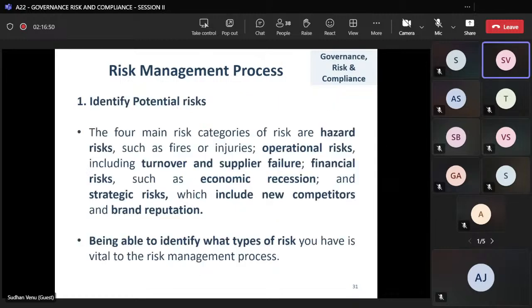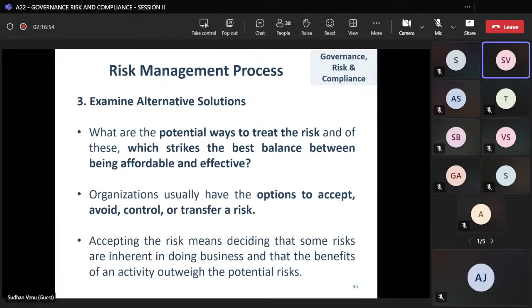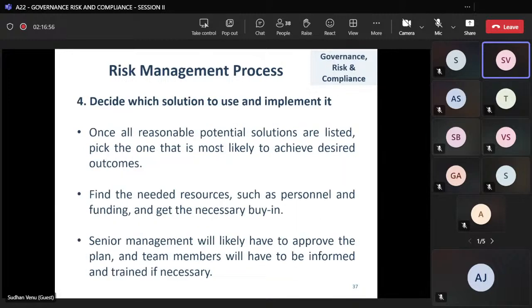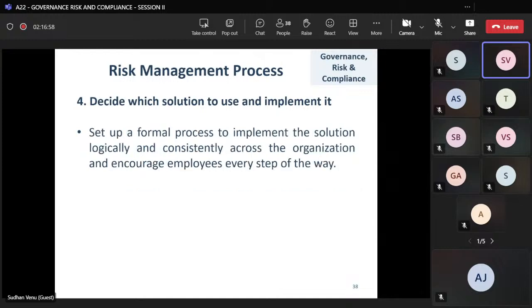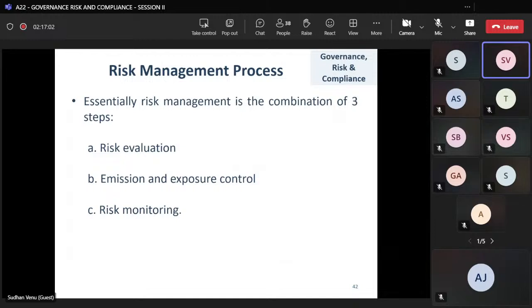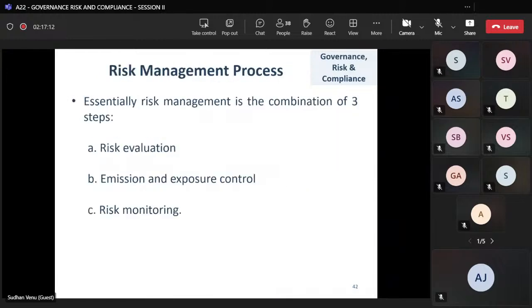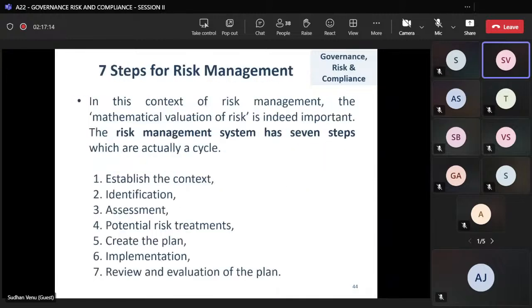Identify potential risk, measure the frequency and severity, examine the alternative solutions, decide which solution should be used and implement it, and then monitor the results. So these are the risk management process, and the essential combination of three steps is risk evaluation, emission exposure control, and risk monitoring. So in this risk management, we have 7 steps in order to achieve the risk management activities.